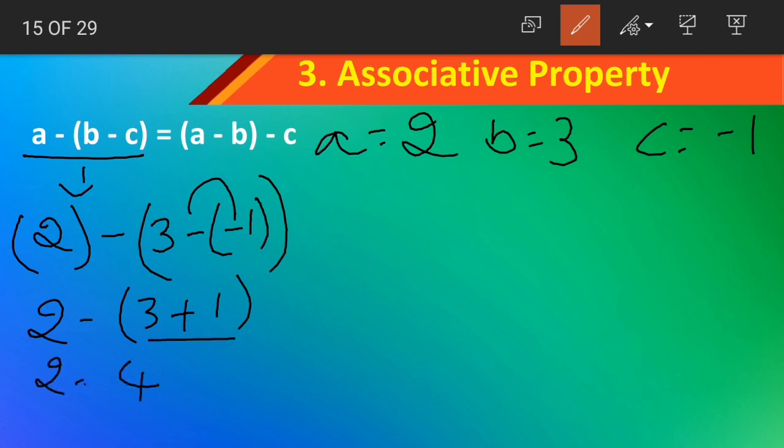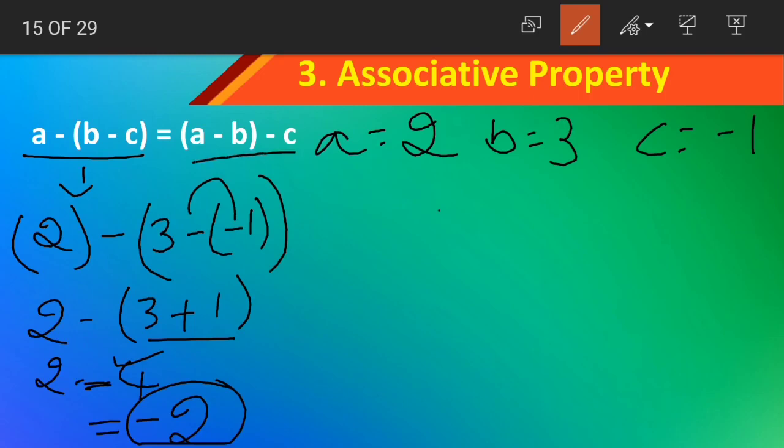2 minus 4 becomes what, class? As both the symbols are different, we will do a subtraction here. 4 minus 2 is equal to 2. And what about the sign? 4 is the higher number. It has the negative sign. So the answer will have a negative sign. Clear? LHS value is minus 2.